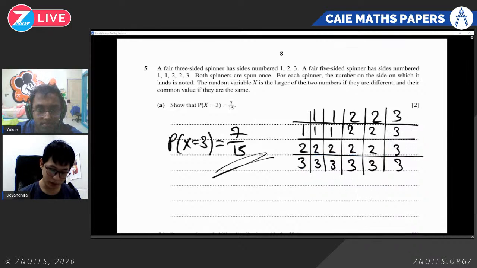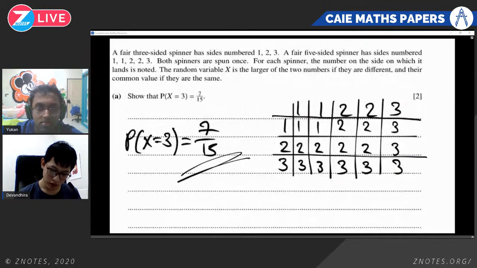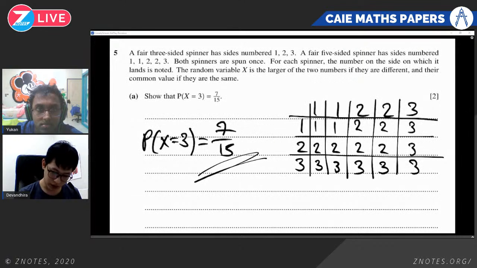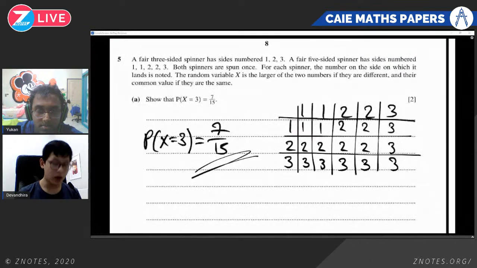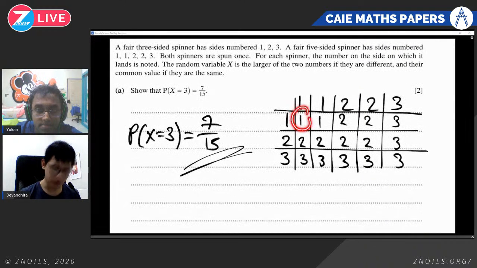We can do this simply by making a table right here, right? This one represents the 3-sided, this one represents the 5-sided, right? And so you just have to do it. It says that x is the larger of the two numbers. If they're different, take the larger; if they're the same, then take the same number. So for example, we have 1 and 1 here. Of course, we'll have a 1. If we have 2 and 1, we take the larger number, which is 2. And we do the same for everything. If it's 3 and 1, then it's 3. And so on.